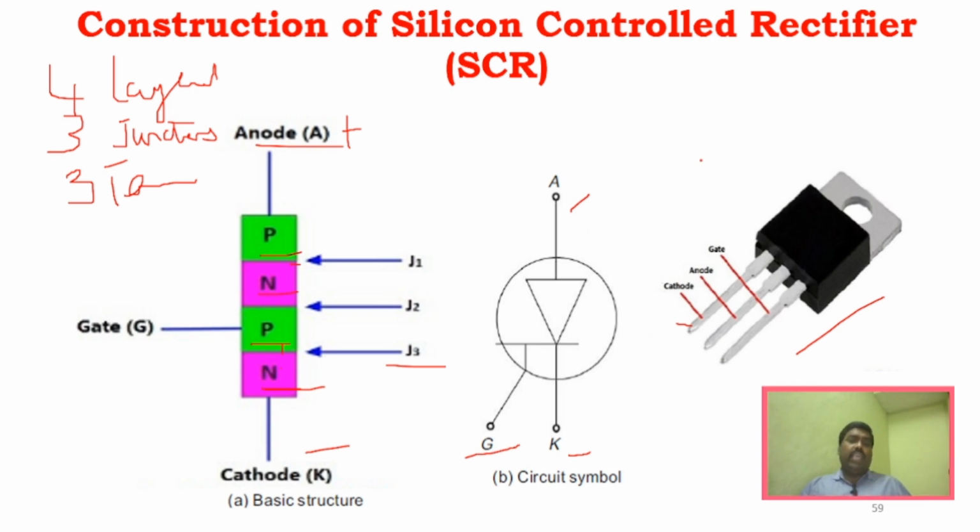Before going to the working modes, you ought to understand the current direction. The current direction flows from anode to cathode, right? No current will flow from cathode to anode. So current will flow from anode to cathode. So the current direction is unidirectional.